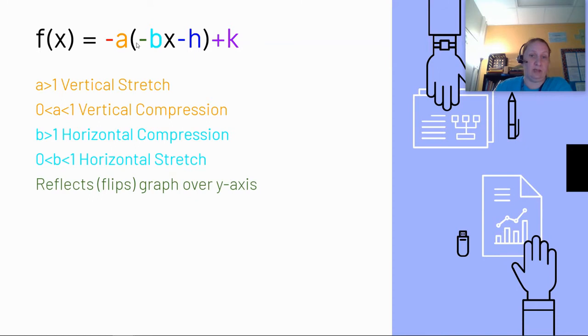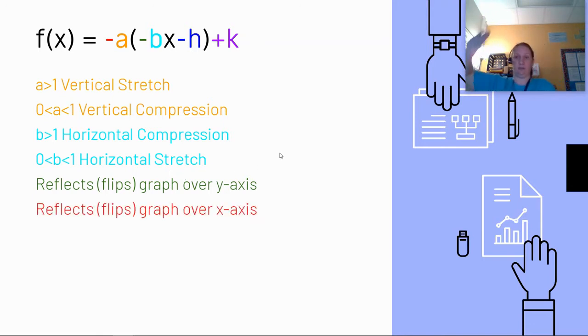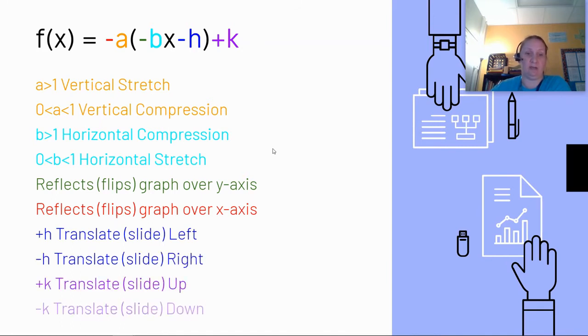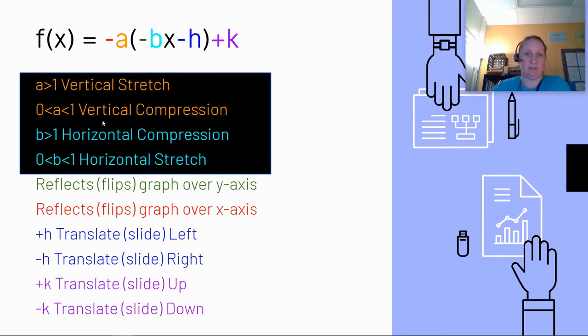If there's a negative in front of the B, then that flips it across the y-axis, sort of like turning your hand over when you're waving. When it is reflected across the X, it's like you're flipping your hand over horizontally. And then we already talked about translations to the left, to the right, up, and down. So today we're just going to focus on the vertical stretch and vertical compression, and horizontal stretch.